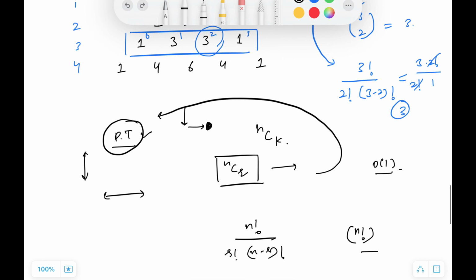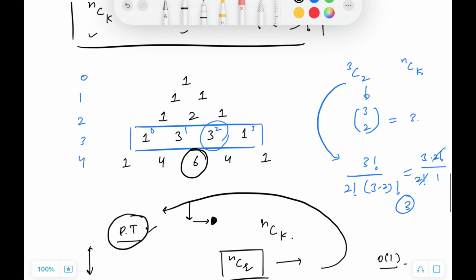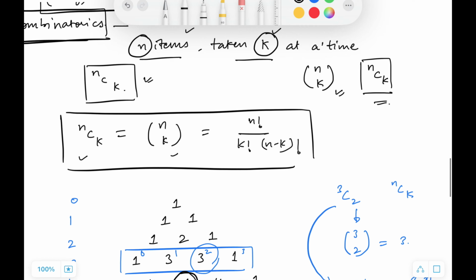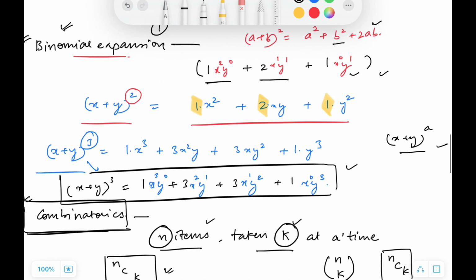Okay, so in short, what is this value? This value is the 4th row and the 0, 1, 2, second entry. This value is 4C2. So this is how this is useful in combinatorics.